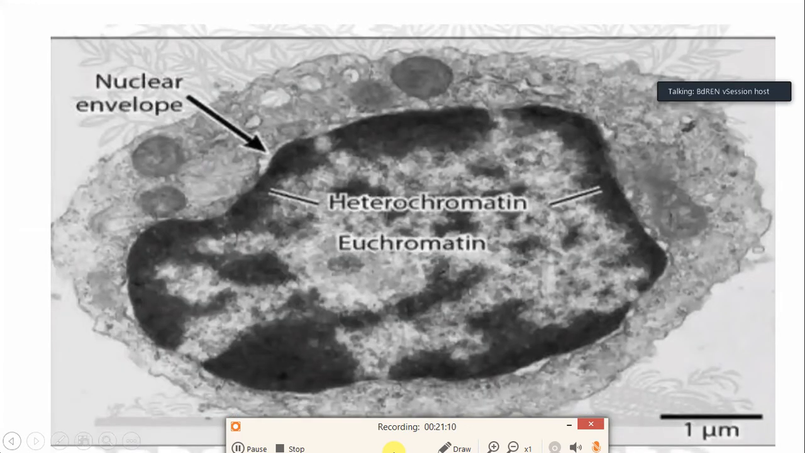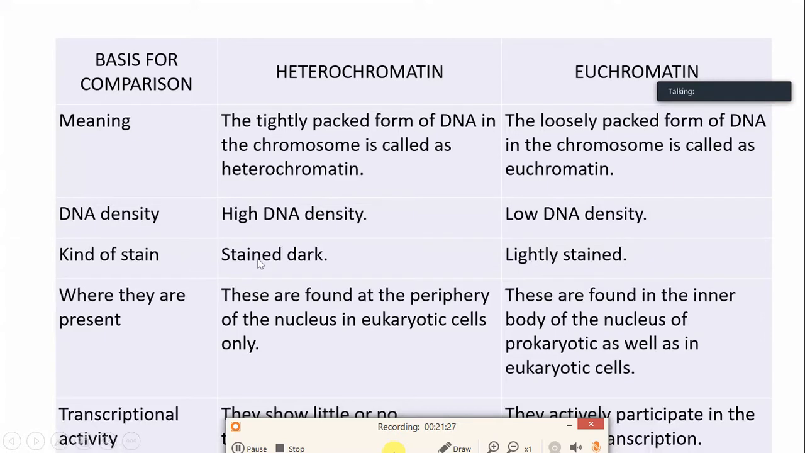Okay, this is another picture. You can draw any picture like this one or the previous one that I showed earlier. So I tell you again that the dark stained material is the heterochromatin and the light stained are the euchromatin. Now the difference, we already discussed this issue, but when you write a difference, it should have a basis of comparison, and through the basis you should differentiate what's the character present here, what's the character present in another one.